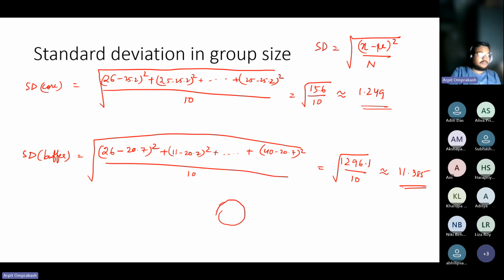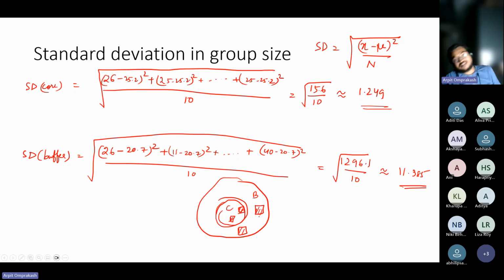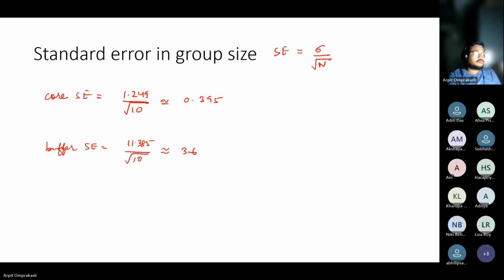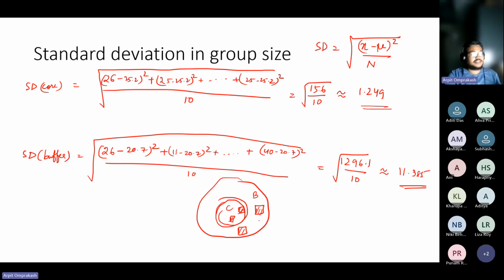This basically means that we have the core and we have the buffer. If we put two samples in the core, the group size values that we get from these two will be similar. But if we put two samples in the buffer zone, the values that we get might be very far apart or very different. And we get a similar thing for standard error. It is higher in the case of buffer, and thus the estimates that we get from different samples in the buffer are more varying.